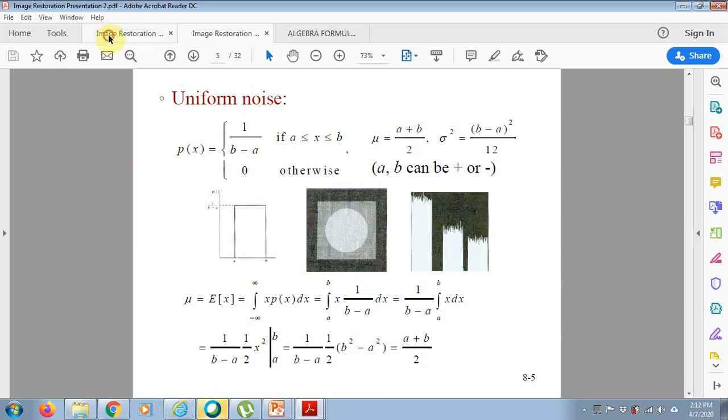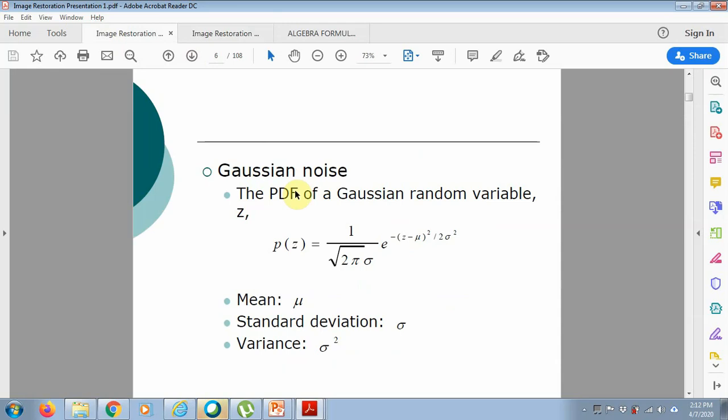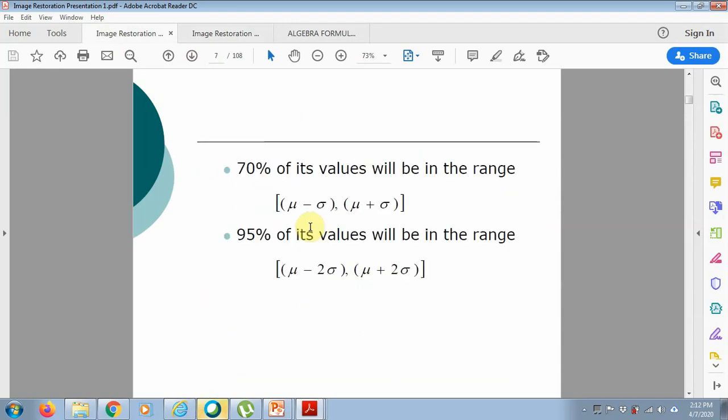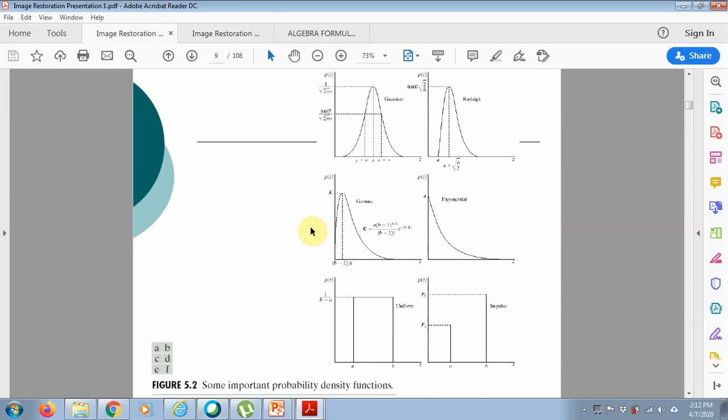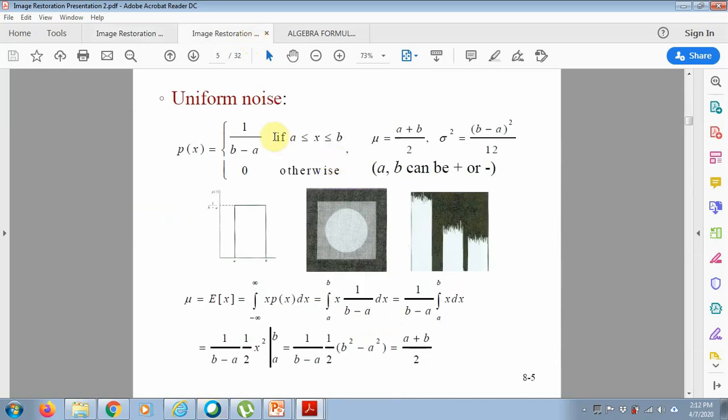Normally this is a Gaussian noise. This is Gaussian noise, Rayleigh noise, gamma, exponential, uniform noise. These are different types of noise you can add to the signal.